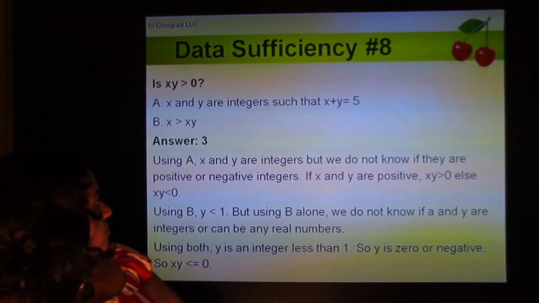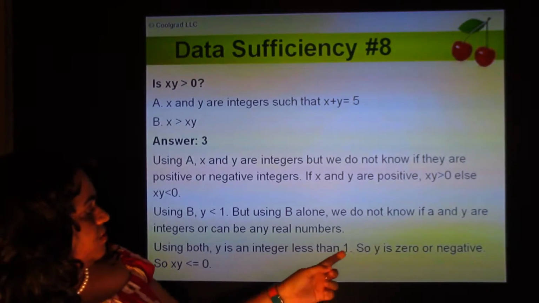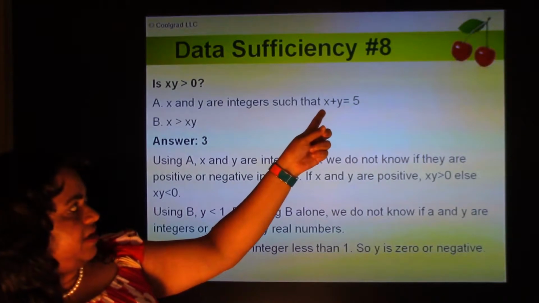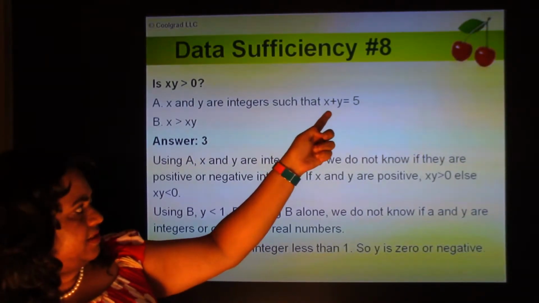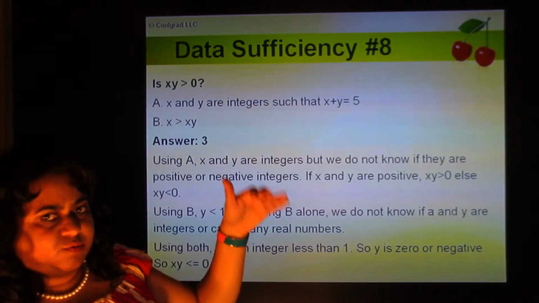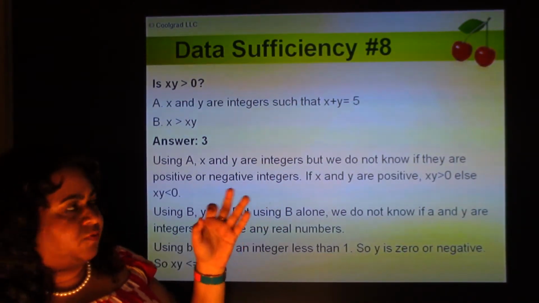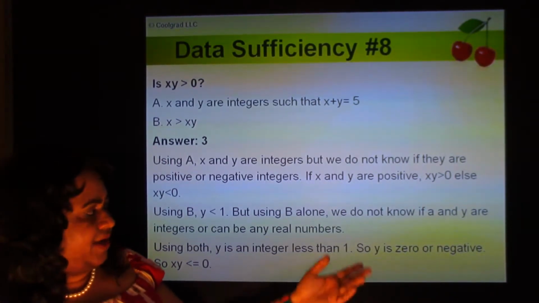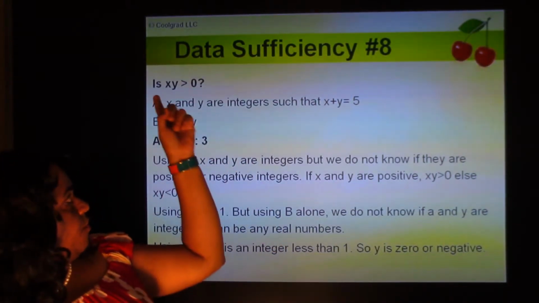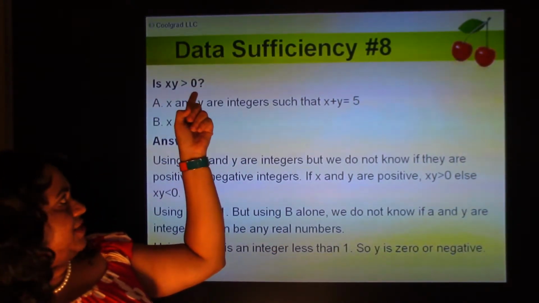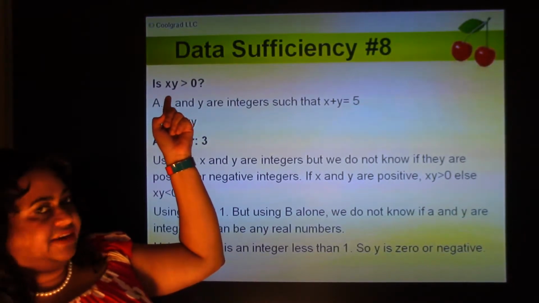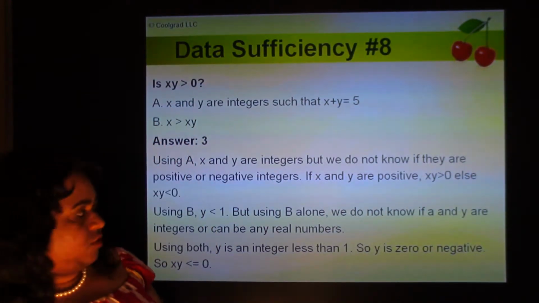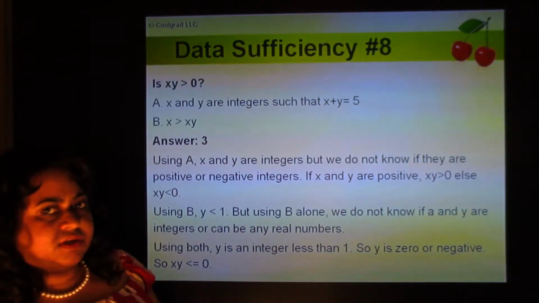But I mean, let's say if y is 0, then x must be 5, right? If y is -1, x will be 6. If y is -2, x will be 7. So x will be 5 or greater than 5, right? So we know that x is a positive number and y is either 0 or a negative number. So positive number multiplied by 0 is 0. Positive number multiplied by a negative number will be negative. So either way, xy will be less than 0. Using both the statements together, we can answer this question. So we pick option 3.